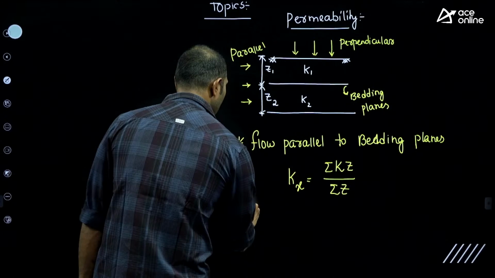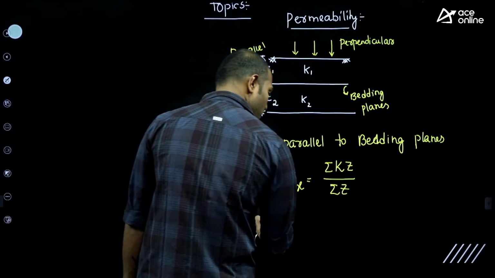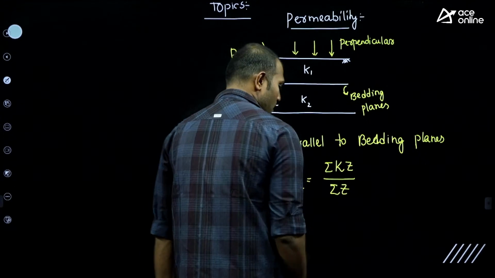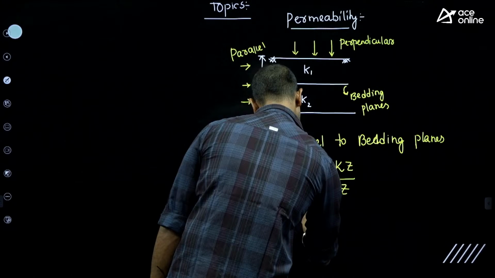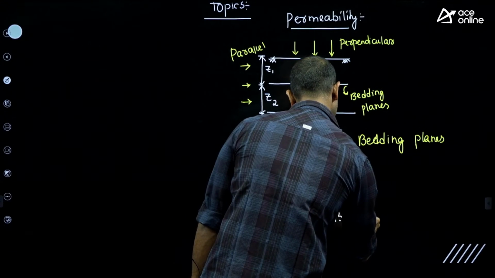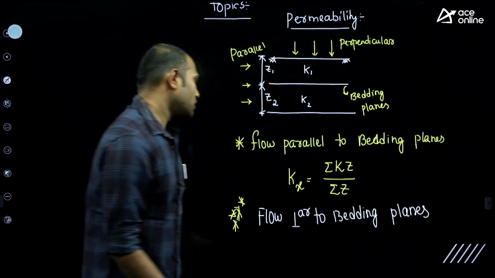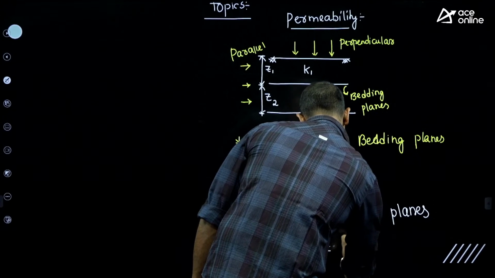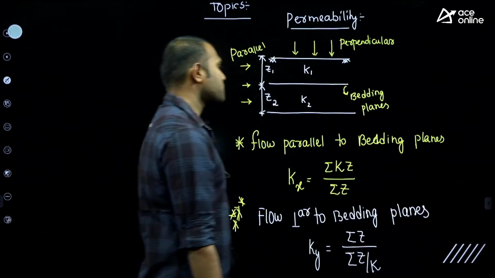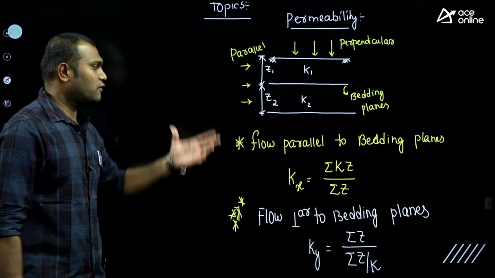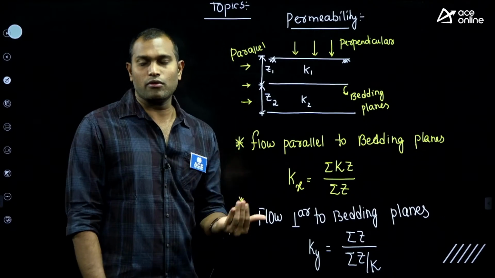But they ask more number of questions based on the flow perpendicular to the bedding planes. In the case of flow perpendicular to the bedding planes, Ky is summation of Z by summation of Z by K. That is flow parallel to the bedding planes and flow perpendicular to the bedding planes. So this is a topic where they will be asking more number of questions.